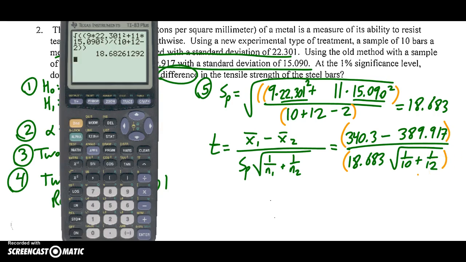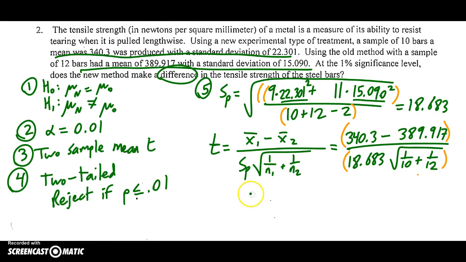Okay, so again, let's go to our handy dandy calculator. Top first, 340.3 minus 389.917 divided by, parentheses, 18.683. And notice I'm not even going to type a times here. I'm just going to go ahead and type the square root. 1 over 10 plus 1 over 12. And you can put double parentheses there, and that'll be cool. We get a t-score of negative 6.202.